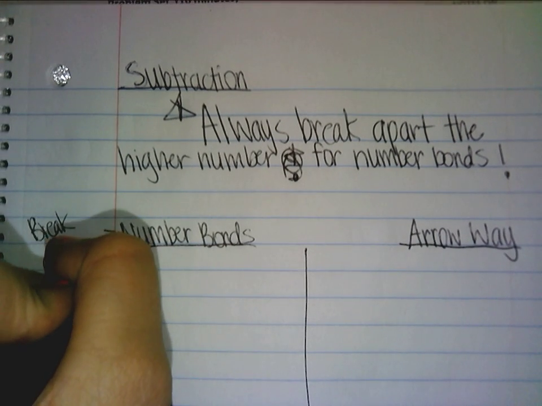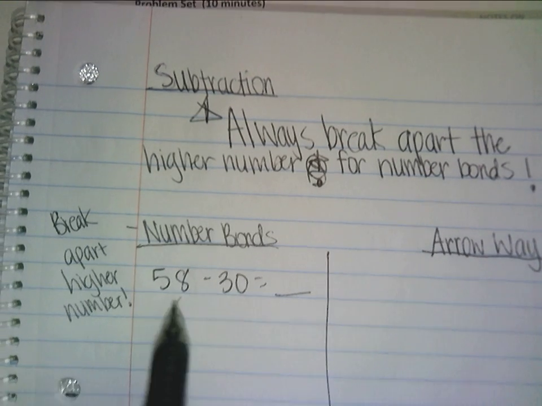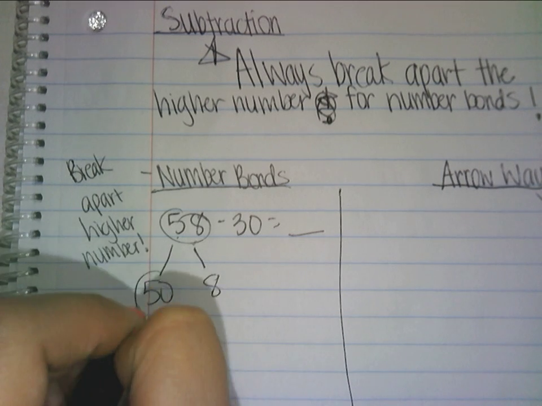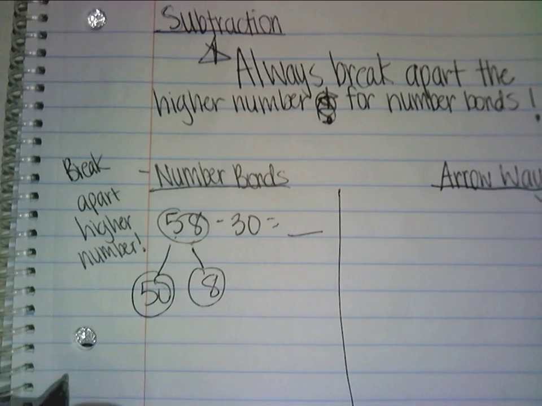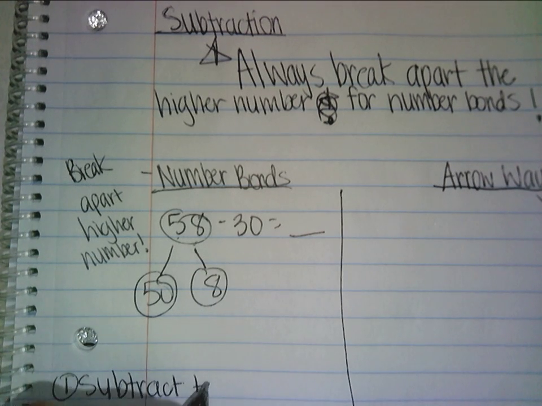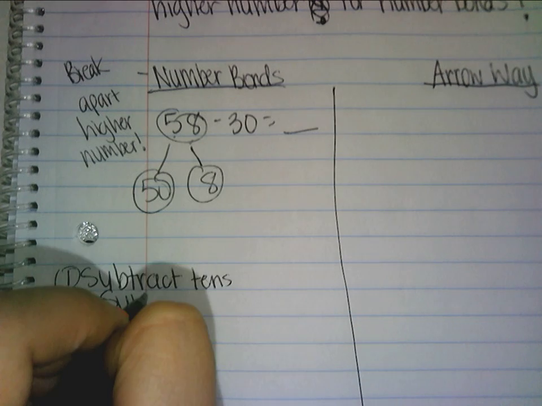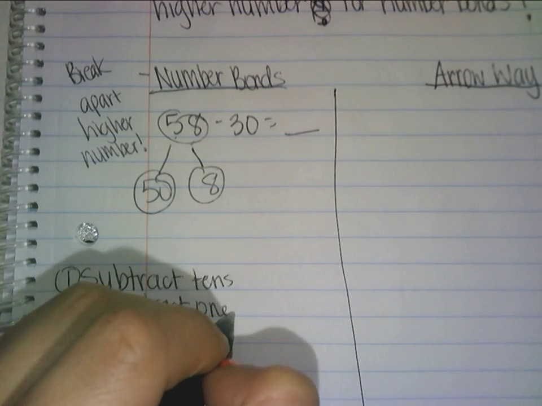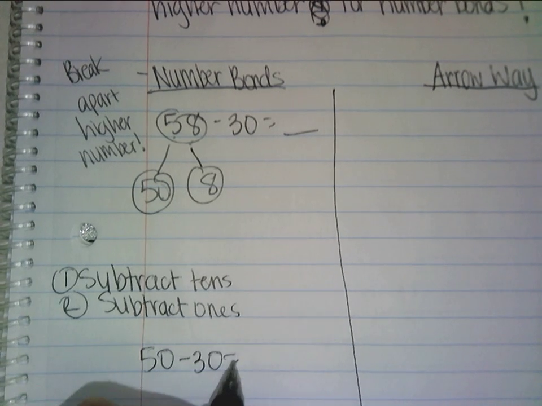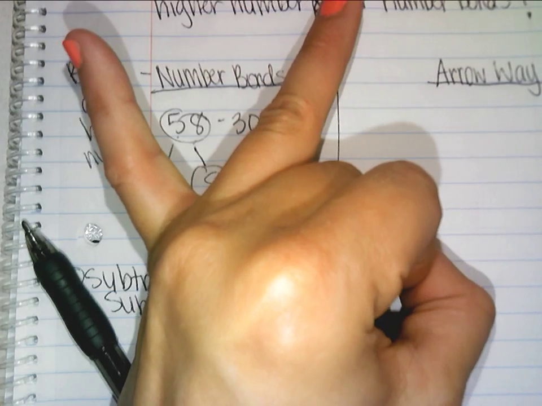If I have the equation 58 minus 30, I want to break this apart because it's the higher number. I break it apart the 10 way, 50 and 8. Same thing. First, this time you're going to subtract the tens. Then you subtract the ones after. So the tens are 50 and 30. 50 minus 30, which equals 20. If I have 5 tens, I take away 3, 2 tens left.